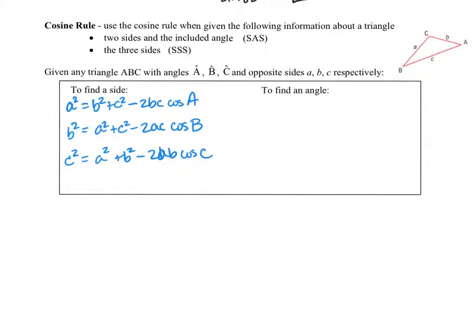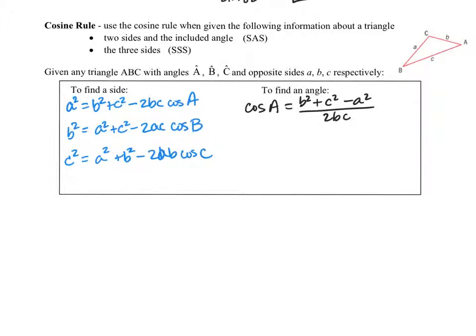But if you're asked to find an angle, I'm going to rewrite the 3 laws, but solve them for cosine of A, cosine of B, and cosine of C. So if I take this equation and solve it for the cosine of A, the cosine of A is equal to b squared plus c squared minus a squared, all over 2bc. So that's what the cosine of A is equal to. If I needed to find A, I could take the cosine inverse of this ratio.